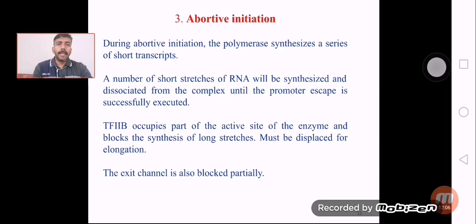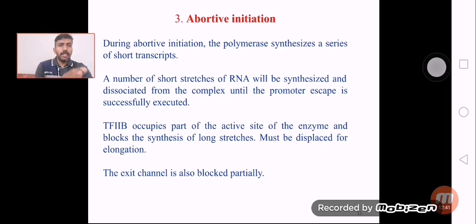So the first thing is that the TF2B usually occupies a part of the active site of the enzyme, which will block the elongation process, and that has to be displaced. And the second thing is that the exit channel of the enzyme, through which the synthesized RNA molecule will come out of the complex, is also being partially occupied by the transcription factors.